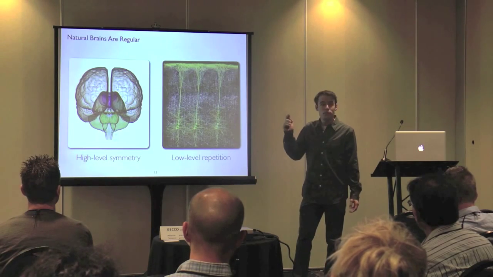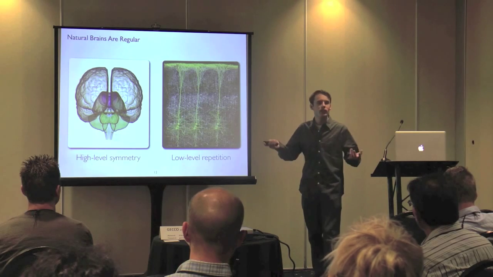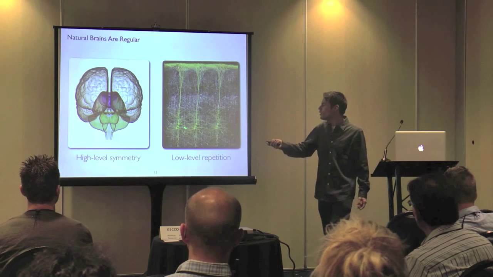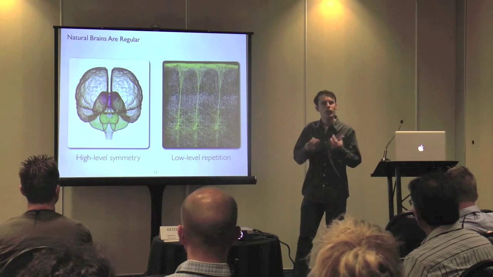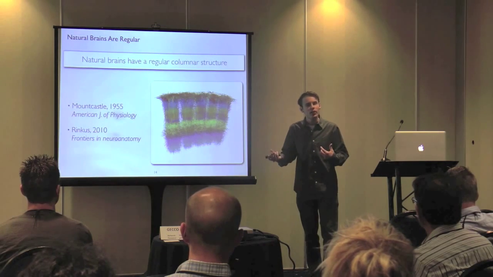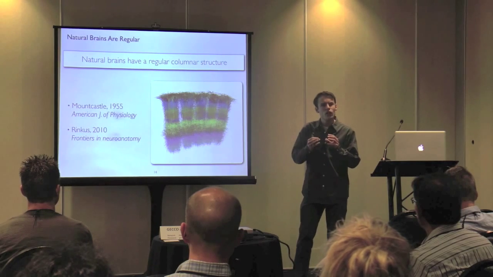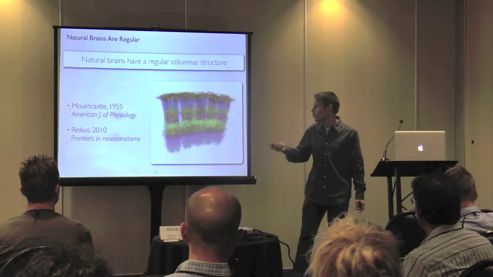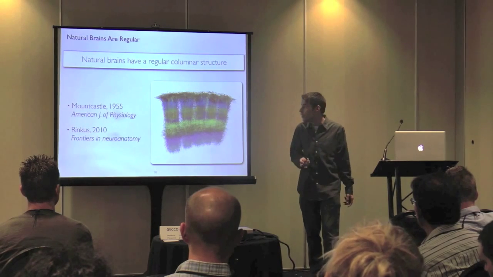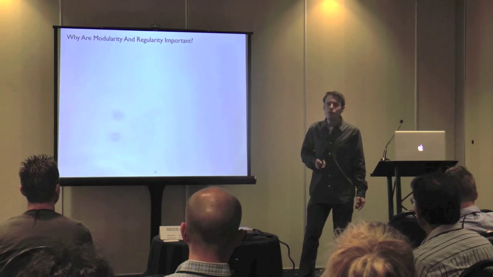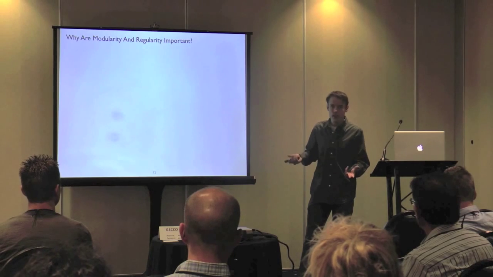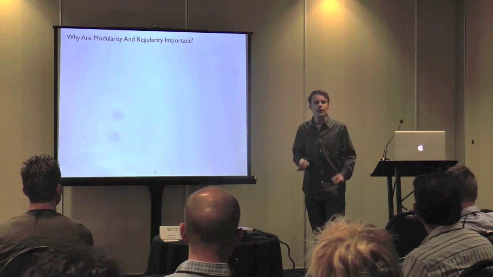Second, natural brains are also regular. You can see this on a very high level scale in the general left-right symmetry of the brain. You can also see this on a very low level scale in just the reuse of individual neurons. Lastly, you can see this in an intermediate scale, as in the regular columnar structure that is found in the cortex, and that was first discovered by Mountcastle in 1955, but that remains relevant until this day. So natural brains are modular and regular, but natural brains are also pink and a little bit squishy.